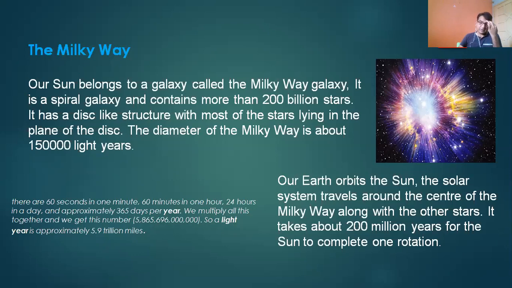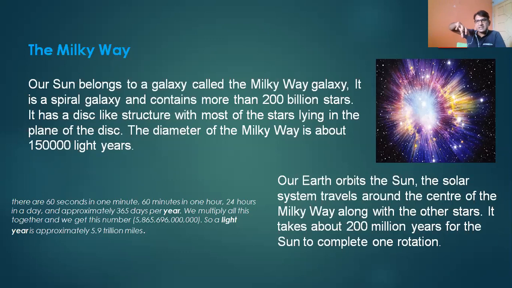So you can understand from that how big is the Milky Way. Our Earth orbits the sun. Everybody knows our Earth has been orbiting or revolving around the sun. The solar system travels around the center of the Milky Way. Our solar system is traveling around the Milky Way along with its other stars.